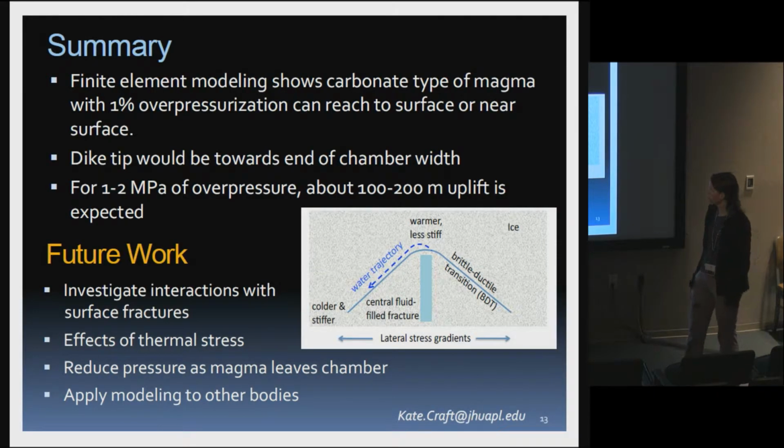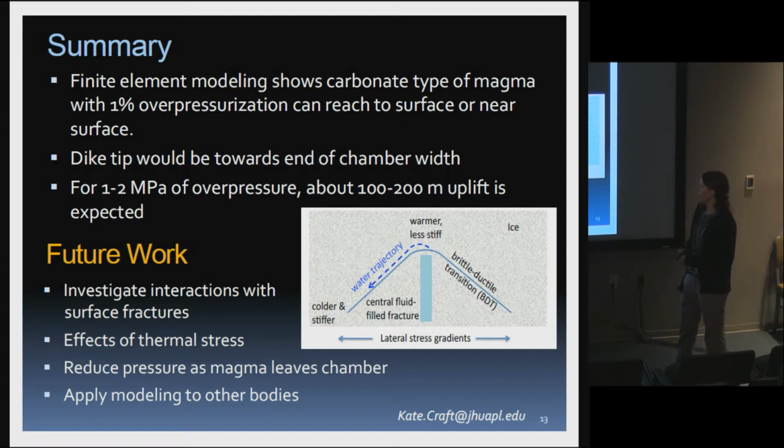Okay, and so in summary, this finite element modeling shows that this carbonate type of magma with 1% overpressurization can reach to the surface or the near surface at Occator. And the dike tip would be towards one end or the other, because there were high tensile stresses at both sides. So that could indicate, if you see surface expression, where that magma chamber could be lying underneath. And then Catherine's calculation showed that for 1 to 2 megapascals of overpressure, you get about 100 to 200 meters of uplift.